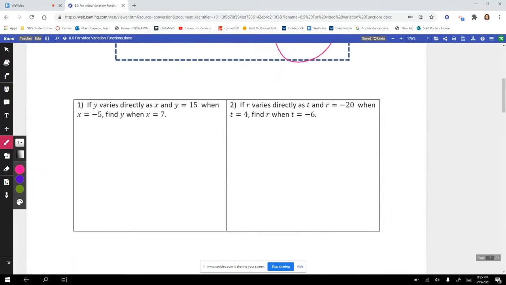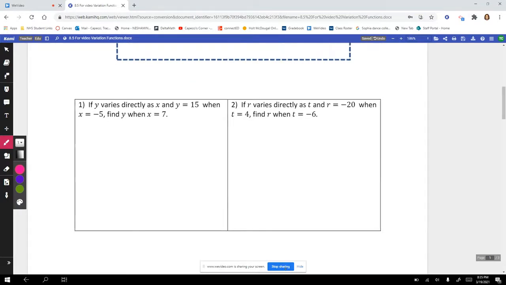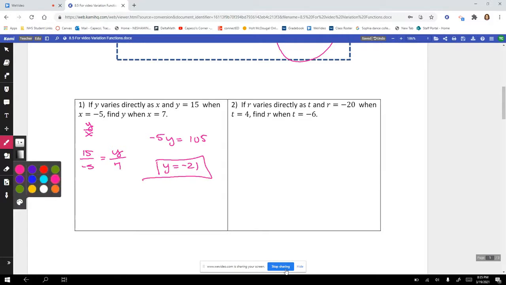So let's look at number one. If y varies directly as x, so again, we'll put y on the top, just as a reminder, and y is equal to 15 when x is equal to -5. So y is 15, x is -5. Find y when x is equal to 7. Now cross multiply, I get -5y is equal to 105, and y is equal to -21. Now, of course, you can substitute that back in and check your answers if you'd like.